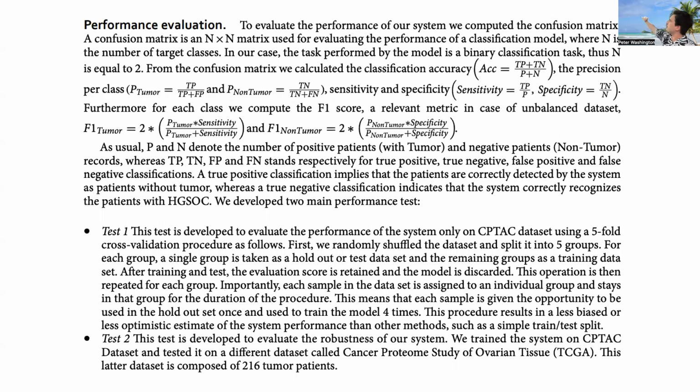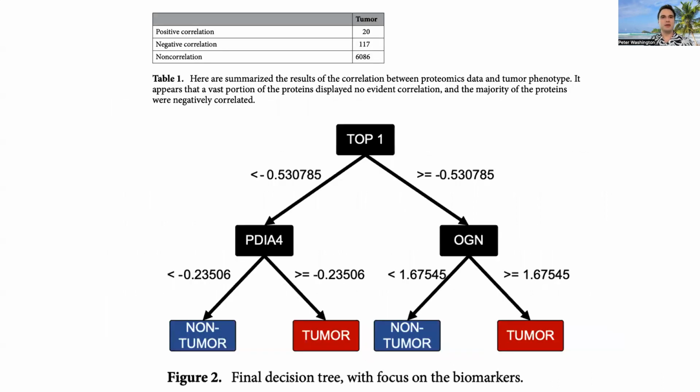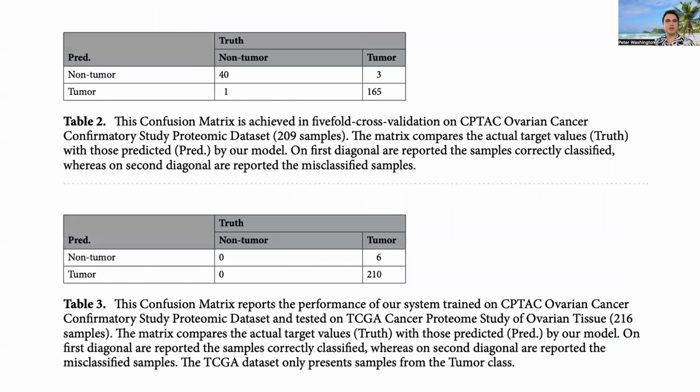They talk about their performance evaluation. You should see accuracy, precision, sensitivity, specificity, F1 score, all things that we've talked about. And they show a picture of their decision tree that was learned. These are gene names, and it's saying if the value of a gene name is greater than or less than a certain value, you predict tumor or not tumor as you look at different genes. And they show a confusion matrix. This is just a tabular form of a confusion matrix, evaluating how their decision tree does.